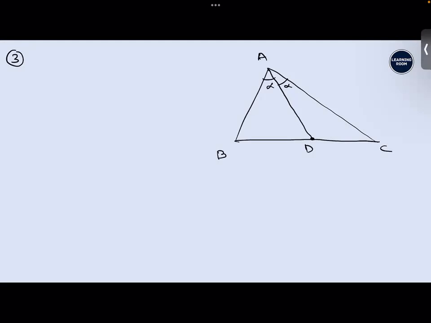So which two triangles are similar? Which two triangles are similar? Is there any similar triangle in the first? Are there similar triangles in the first place? No.